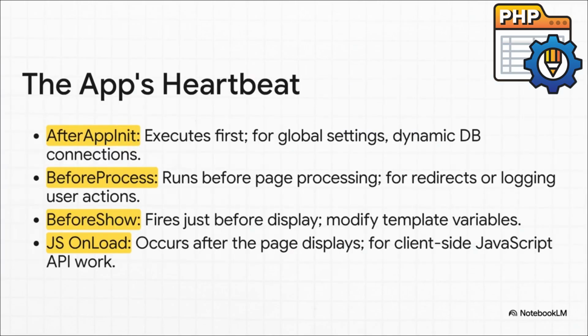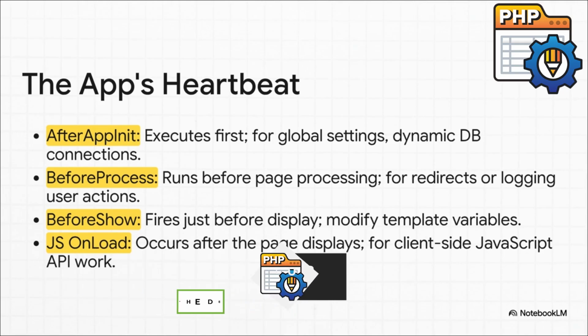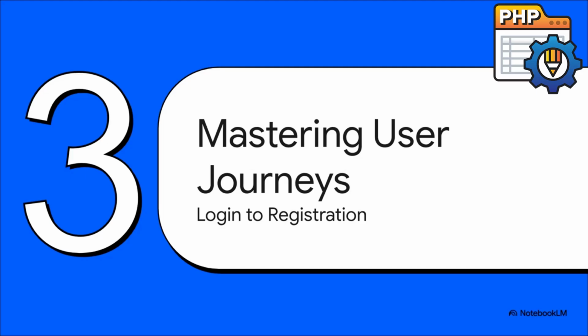Now, each of these steps is a unique opportunity. AfterAppInit is your absolute first chance to do something, perfect for setting up global settings or maybe even switching database connections on the fly. Then BeforeProcess is your chance to jump in and maybe redirect a user if they shouldn't be there. BeforeShow is your last chance to mess with stuff on the server before it gets sent out. And finally, JavaScript OnLoad, well, that's for all your client-side JavaScript magic, after the page has already shown up. With that foundation in place, let's get to the really fun part.